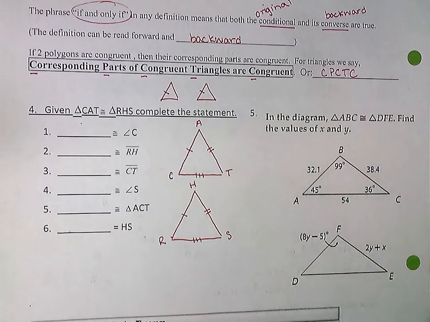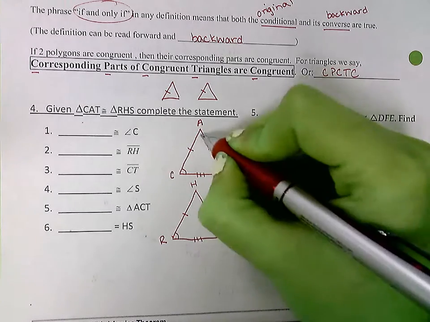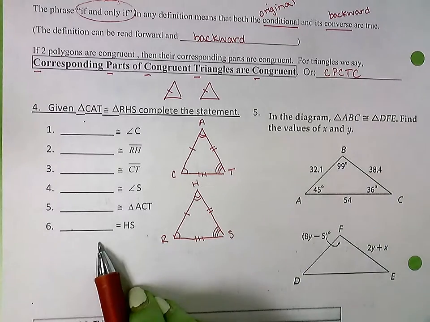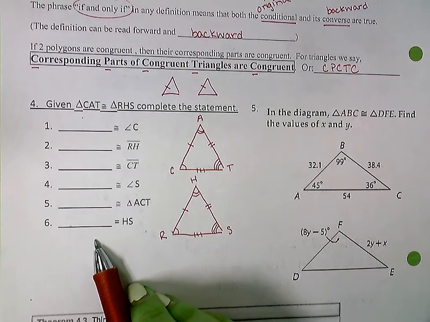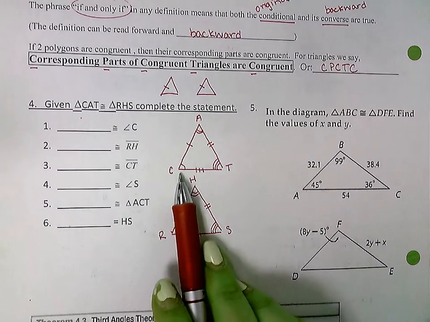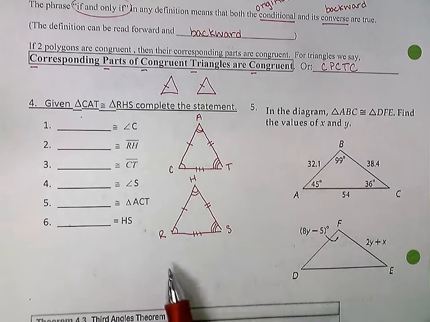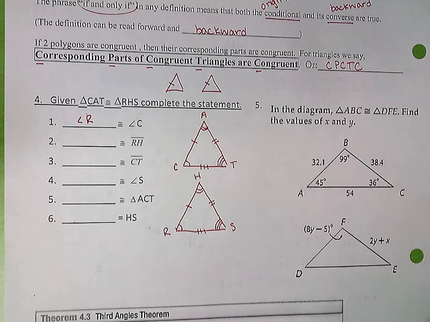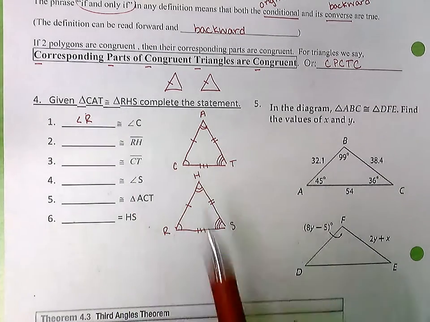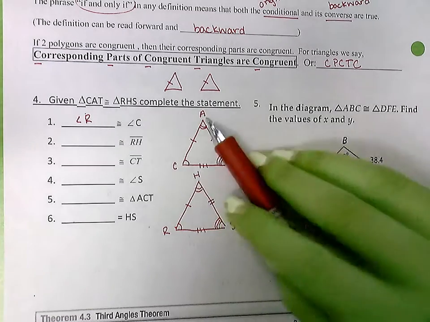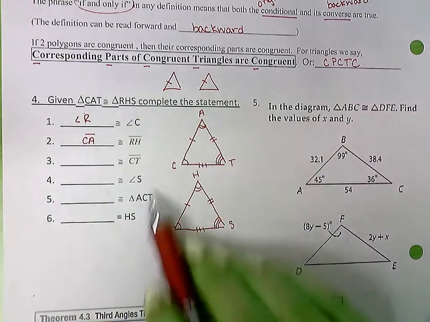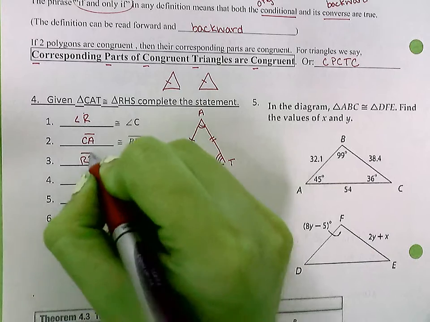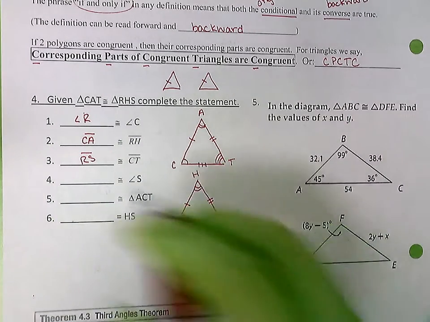Okay, so their sides are congruent. These angles are also congruent. And that will help me find these answers here. I want the angle that's congruent to angle C. Angle R is its corresponding angle. Then I can go to 2. I have segment RH. Well, that corresponding side would be CA. CT is this bottom one, so RS. Angle S is angle T.